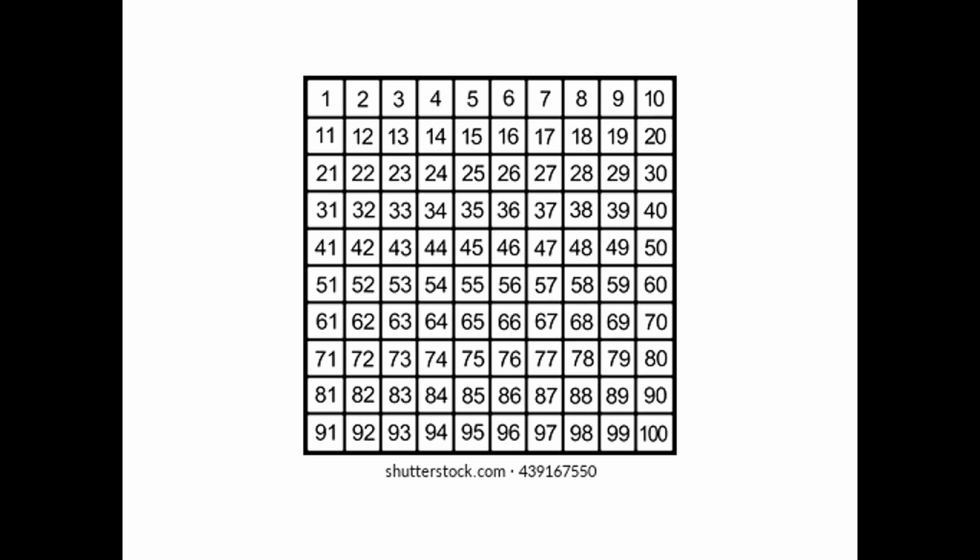Say our number is 75. We want to add 20. So if our problem is 75 plus 20, so 75 plus 20 equals, let's do it.